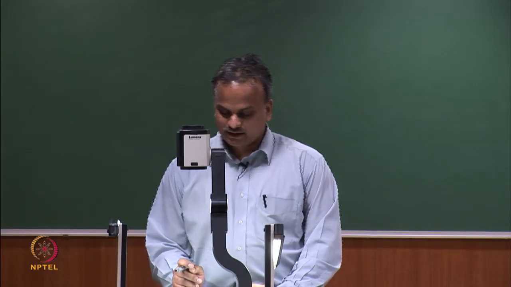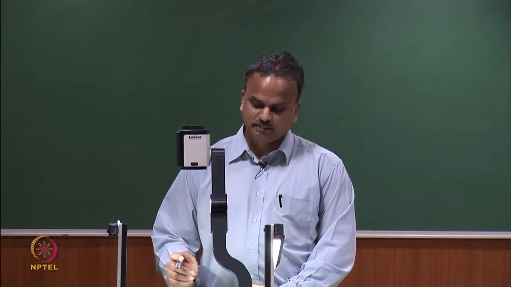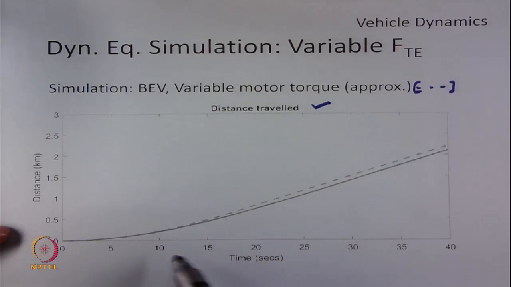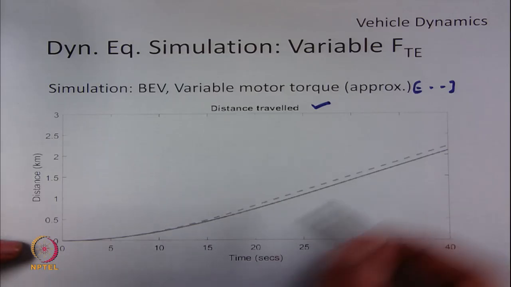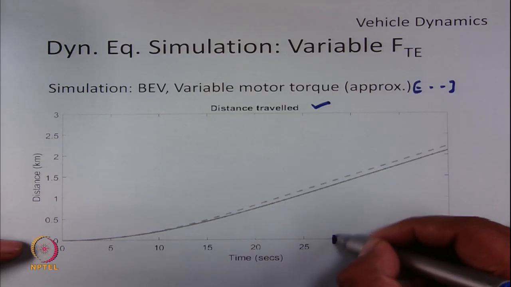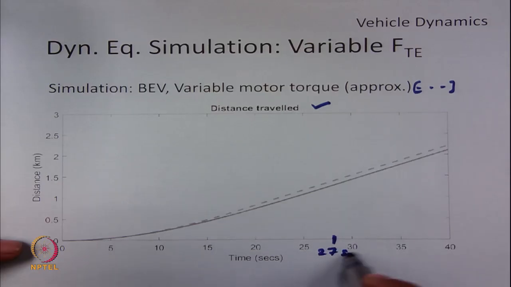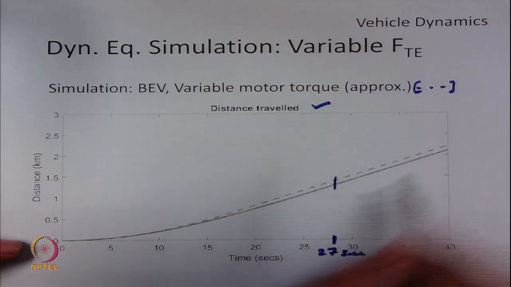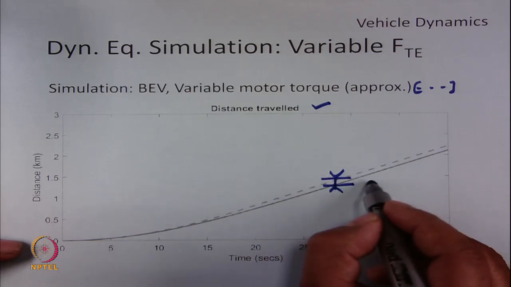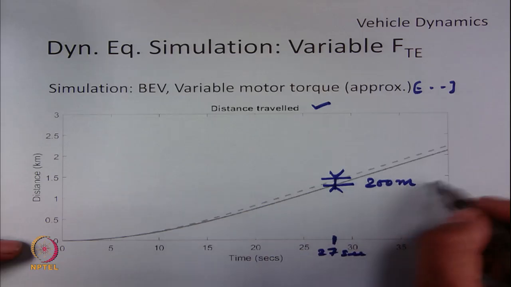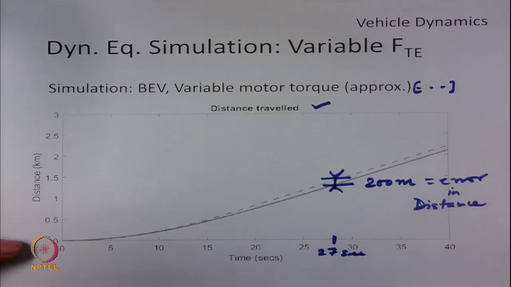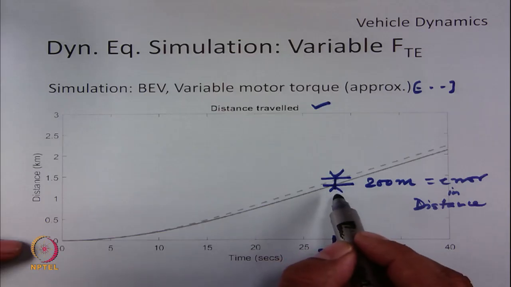Similarly, if we see the distance variation of the vehicle with respect to time, the variation is not very high, and it is only in terms of a few hundred meters. So, at the end of the constant power region, which is around 27 seconds, you can see the error is maybe 200 meters. So, this is the error in distance at vehicle velocity equal to V max.